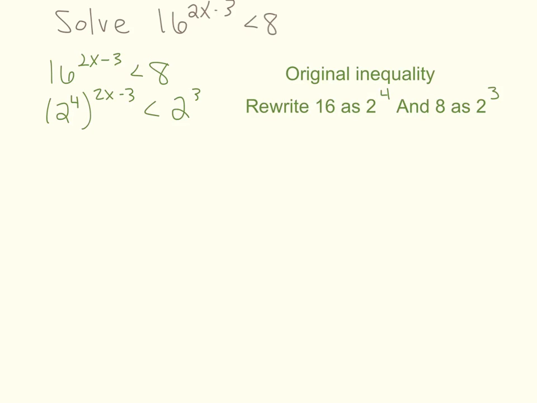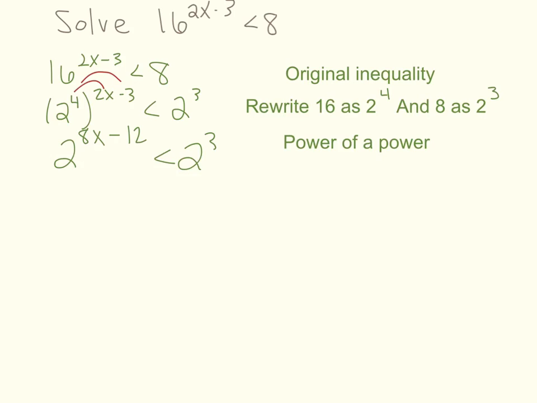Again, we're going to have to use the same tactic as before, where we have a power raised to a power, and this power happens to have 2 terms. So we have to make sure that we distribute to both pieces. We're going to have to go here and here. Okay? So we're going to be left with 2 to the 8x, because 4 times 2x is 8x. And then minus 4 times 3, which is 12, is less than 2 to the 3rd. Beautiful. Reason being, we got a power of a power. Now we're just where we want it to be because our bases are the same.